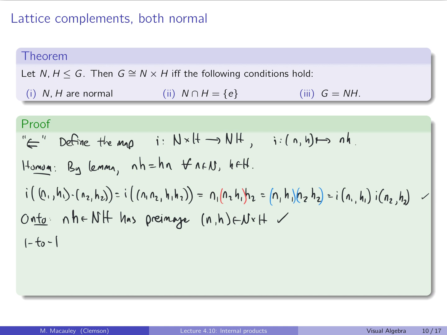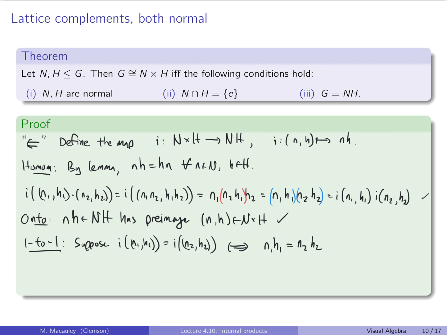Now let's show that it's one-to-one. So let's suppose that we have two inputs that map to the same output. So suppose that I of (n1, h1) equals I of (n2, h2). And that is equivalent to saying that n1 h1 equals n2 h2.